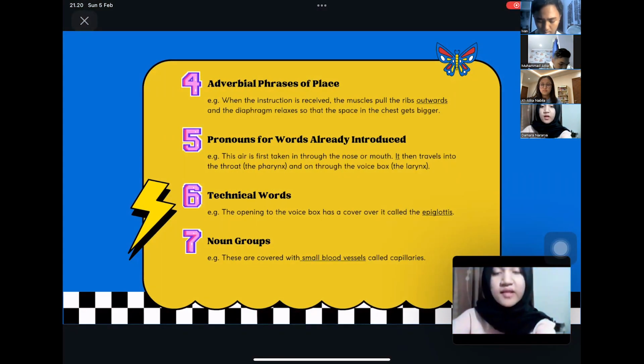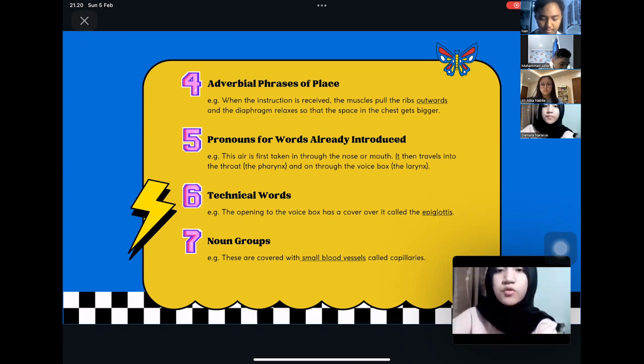6. Technical words. Technical words are words that have specific meanings in informational texts, such as science, mathematics, or social studies books. They can be challenging and can have specific meanings in various fields of study. For example, the opening to the voice box has a cover over it called the epiglottis. The technical word in this sentence is epiglottis.